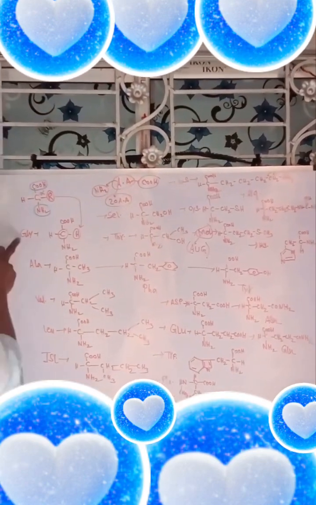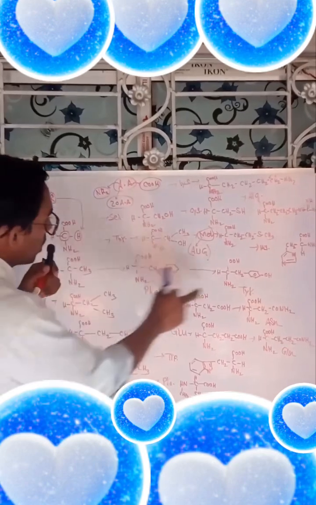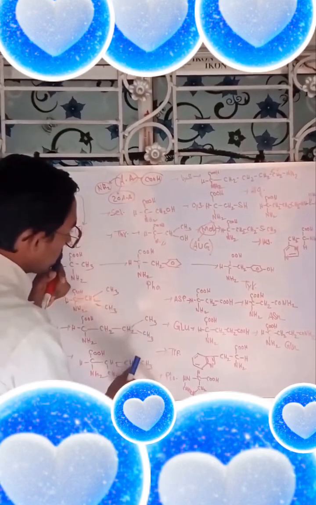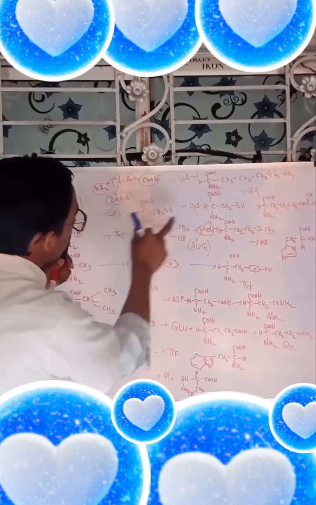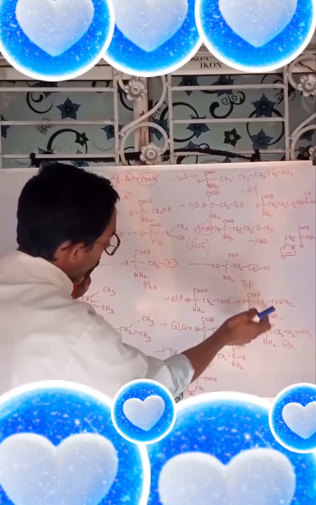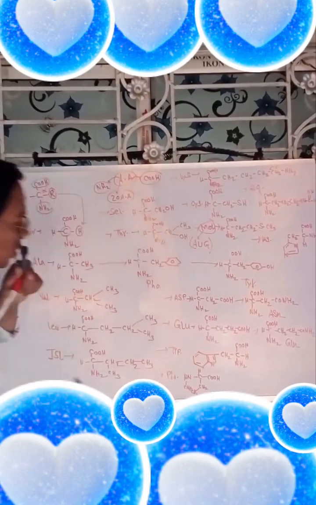Now count the amino acids: 1, 2, 3, 4, 5, 6, 7, 8, 9, 10, 11, 12, 13, 14, 15, 16, 17, 18, 19, 20. So in total there are 20 amino acids. I have drawn all the 20 amino acids.